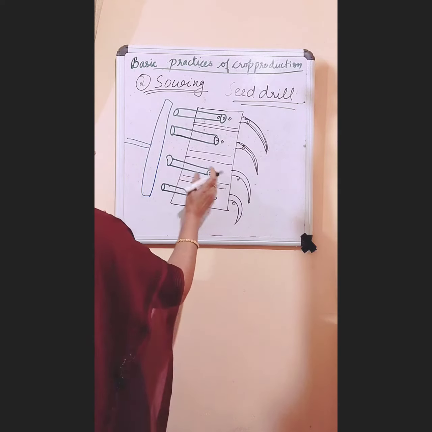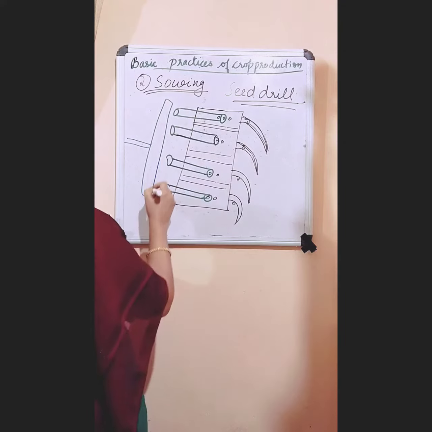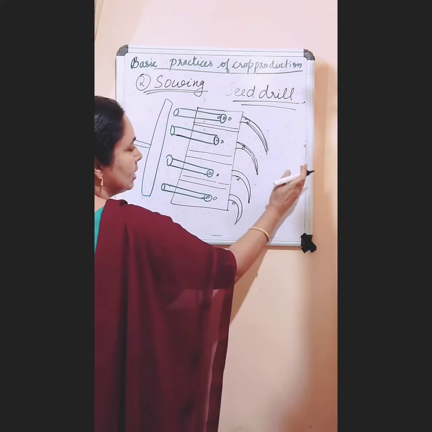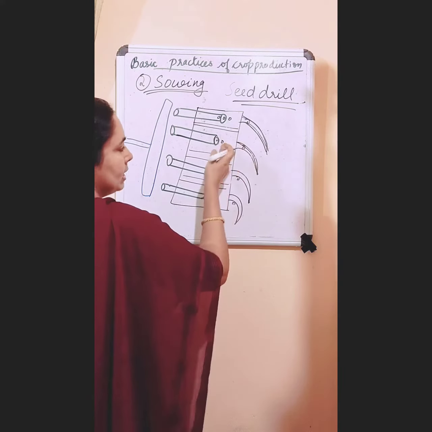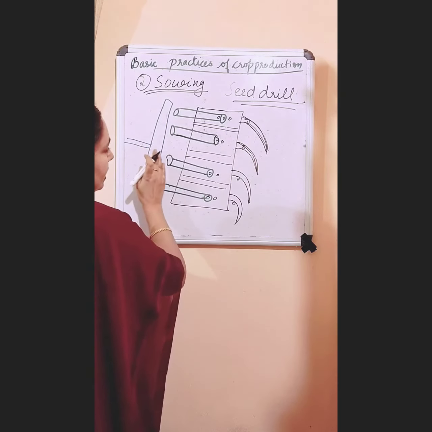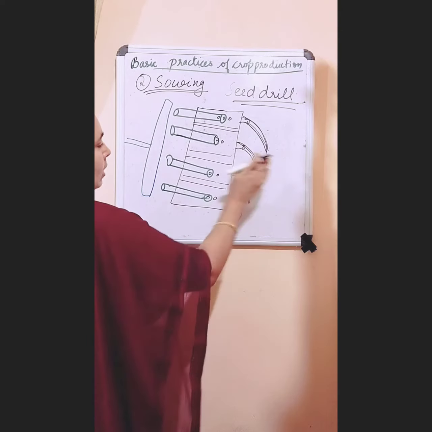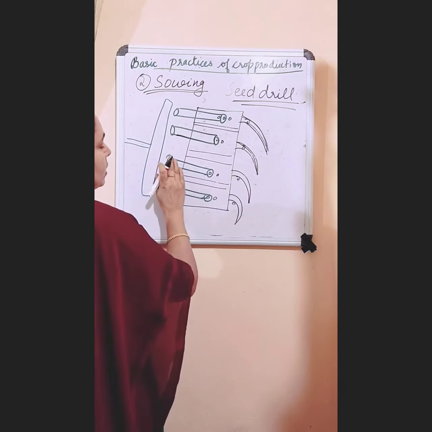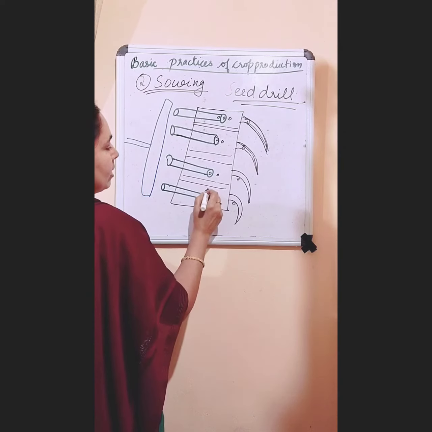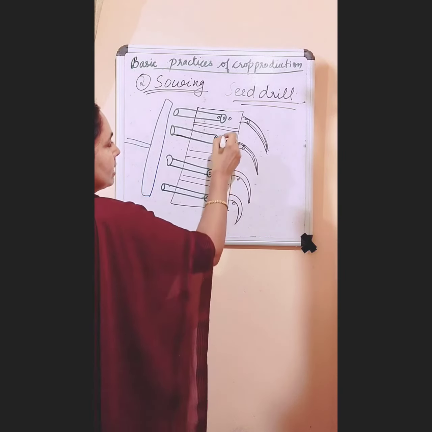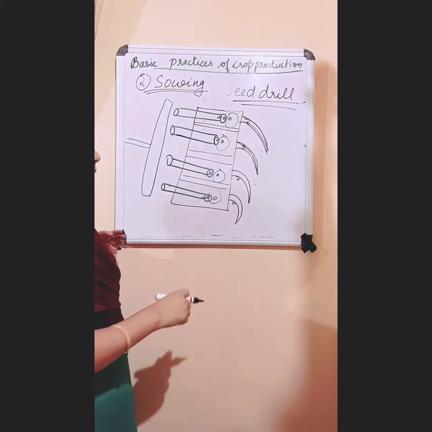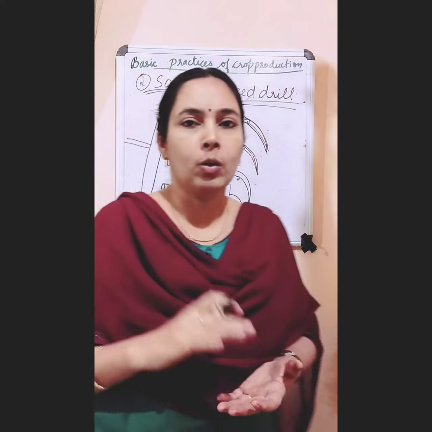Then after this, a bar is there. And when first the teats pierce the soil, then the seeds will fall in the soil. Then this bar will come along with them and the bar will push the soil forward, and that soil will cover the seeds. Okay, so the seeds are covered also.